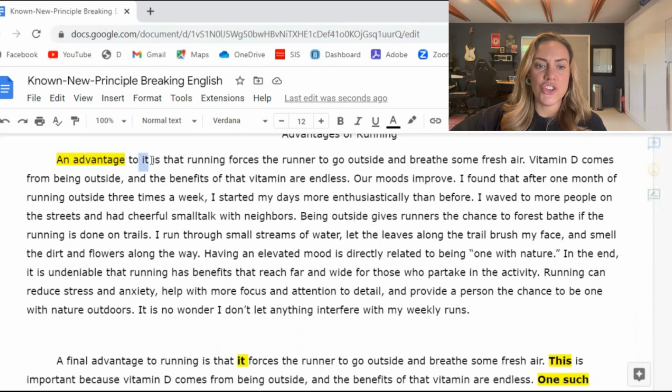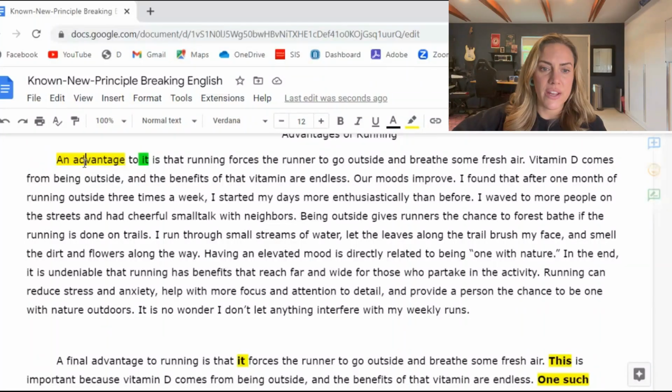So when you start reading "an advantage," you know, okay, yes, the writer already told me that the title is about advantages, so this is already known information. "The advantage to it." Okay, I know we're talking about running, but it would be better if the writer could actually repeat the known information and not assume that the reader knows. You always want to go back to the known information before you introduce something new. So: "An advantage to running is that running forces the runner to go outside and breathe some fresh air."